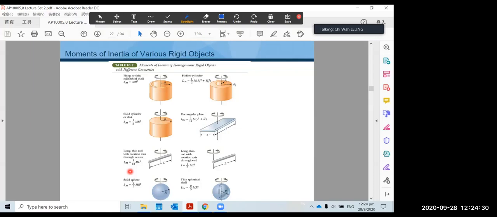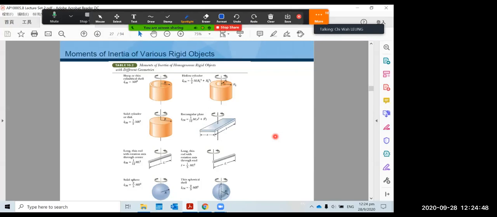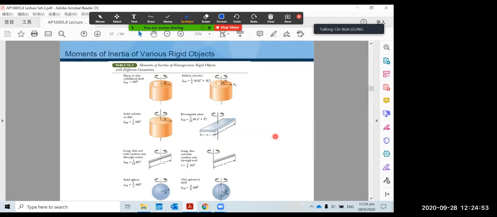So the important message once again is that the inertia of an object in a rotating system does not depend only on the mass. It depends also on how the mass is distributed. The further away the masses are from the axis of rotation, the stronger would be the moment of inertia. So I would stop here.